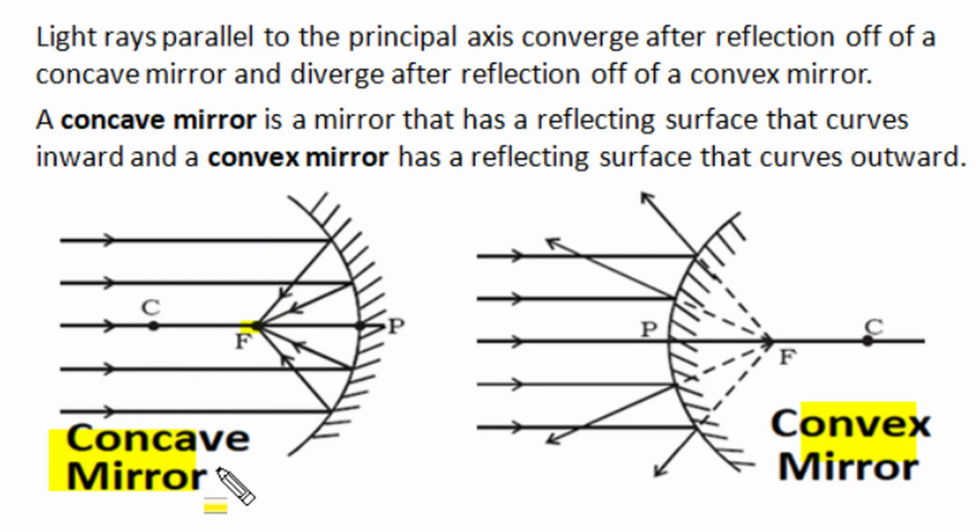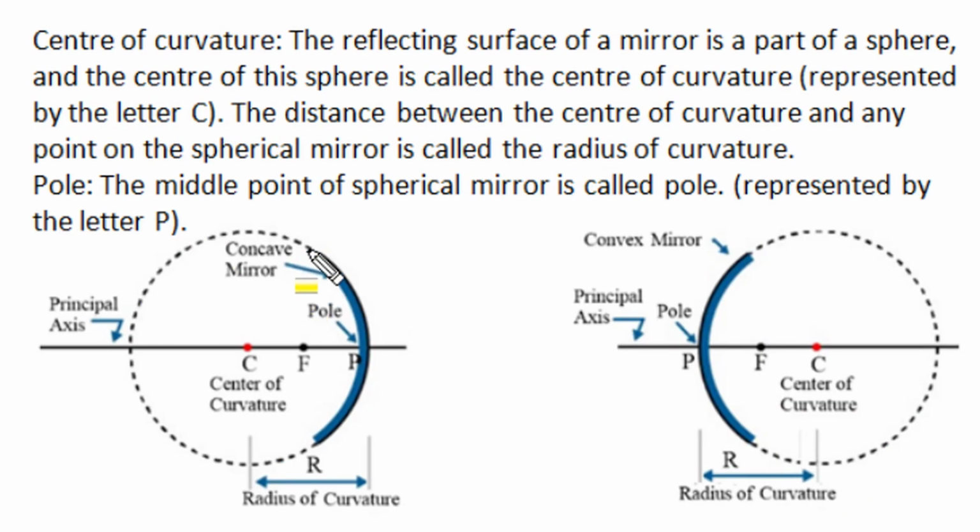So concave mirror is a converging mirror, and for convex mirror they diverge as it is illustrated in these drawings. As said earlier, the reflecting surface of a spherical mirror is a part of a sphere, and the center of that sphere is called the center of curvature, represented by capital C. The distance between the center of curvature and any point on the spherical mirror is known as the radius of curvature, denoted by capital R.